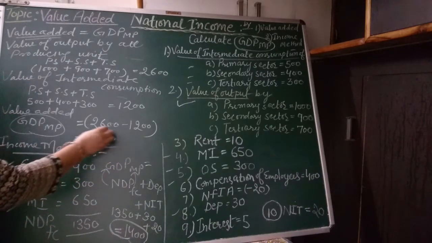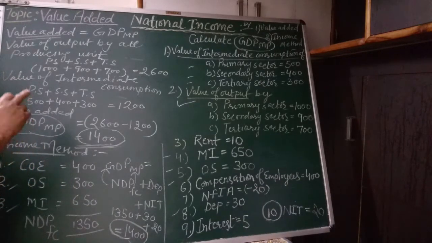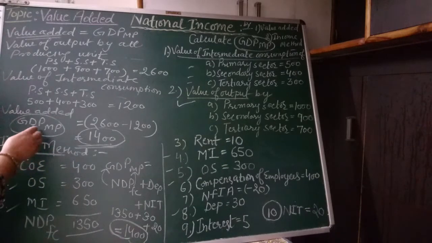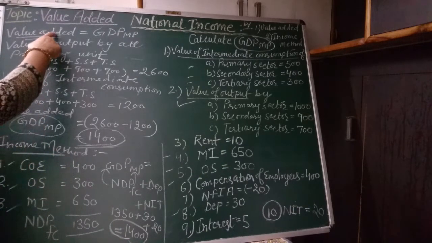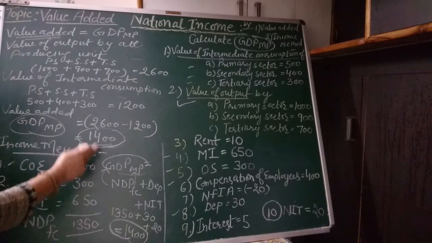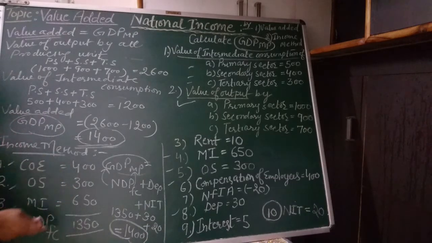One logic is there. If we have to calculate national income by any method, either by income method, expenditure method or value added method, the answer will be the same. Same logic is here. We have to calculate GDP at MP by value added method or by income method also. So the answer is same, 1400 crore rupees. So in this way we can calculate numericals regarding national income.